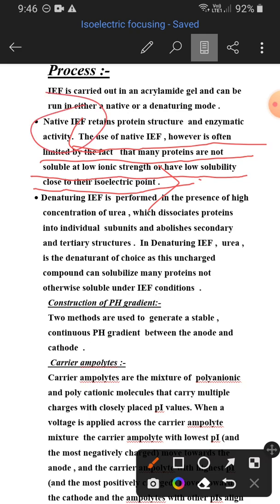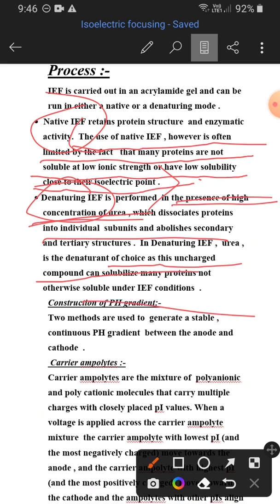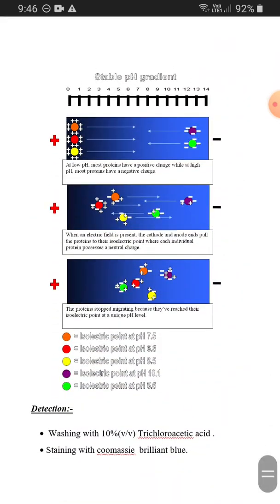That is why we have shifted our separation to denaturing IEF in presence of a high concentration of urea, which dissociates protein into individual subunits and abolishes secondary and tertiary structure. Okay, that is fine because it is a denaturant. Along with that, the most important reason to choose urea is that it is an uncharged compound that can solubilize many proteins which are not soluble otherwise under IEF condition. Okay, so we have separated well.